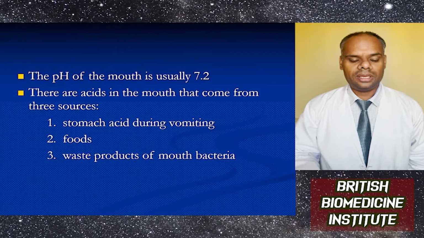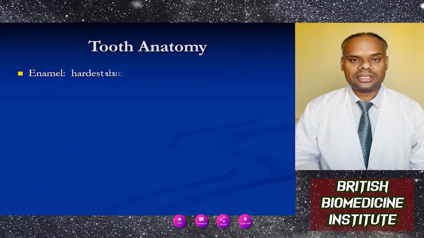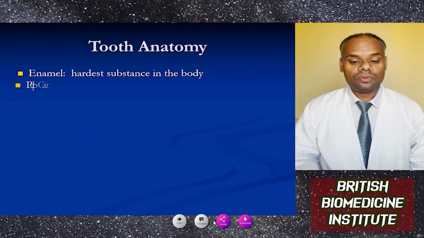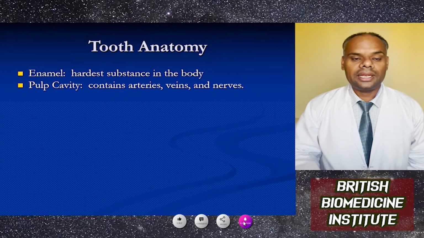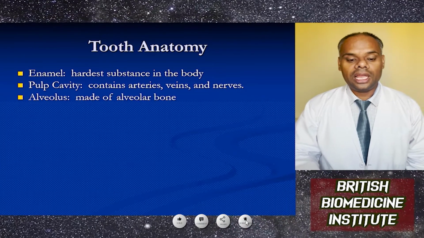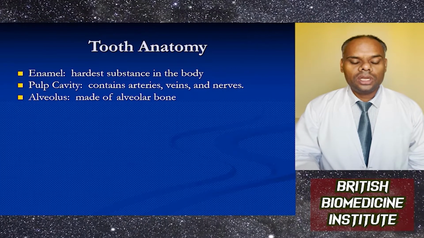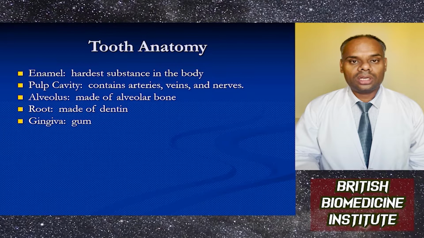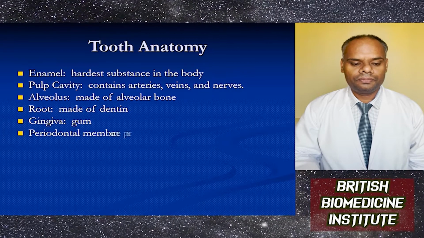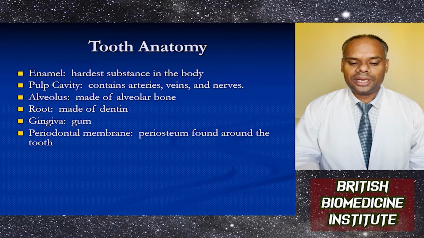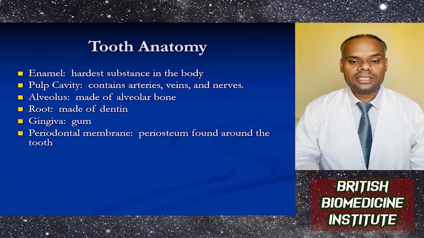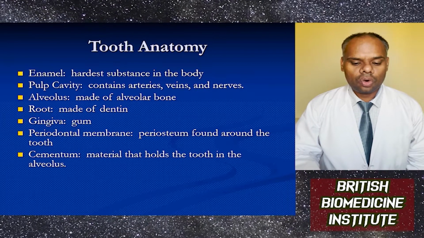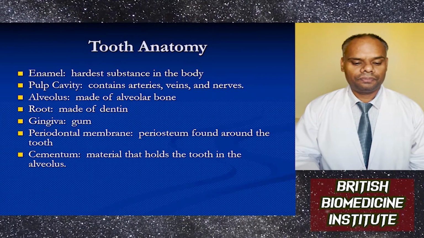Now comes tooth enamel. Enamel is the hardest substance in the body. The pulp cavity contains arteries, veins, and nerves. And the alveolus is made up of alveolar bone. The root is made up of dentin. Gingiva are your gums. And the periodontal membrane is the periosteum found inside the tooth. Cementum is the material which holds the tooth in the alveolus.